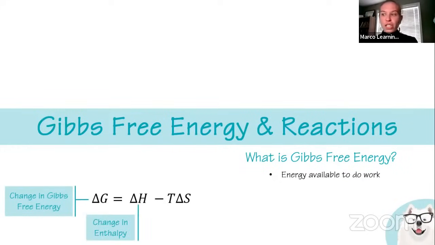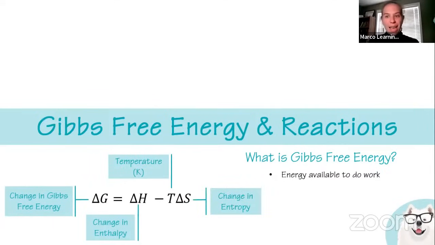The delta H is your change in enthalpy, that's your heat energy. As we know, when things heat up, they start to move faster, and when things cool down, they move slower. The enthalpy is just looking at that heat energy. The T is our temperature in Kelvin. And then the delta S is our entropy, or the disorder, the randomness that you might be seeing in a structure.